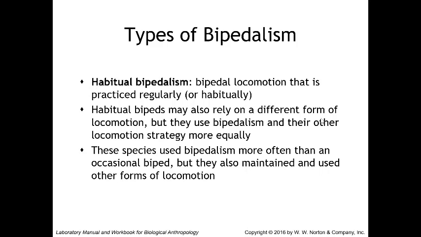So these species used bipedalism more often than an occasional biped, but they also maintained and used other forms of locomotion. So habitual bipeds have a mix of locomotor adaptations. They are bipedal enough that they have some selectively favored bipedal adaptations. However, they also use an alternate form of locomotion, such as arboreal climbing, enough that they have some selectively favored adaptations for that locomotion as well.